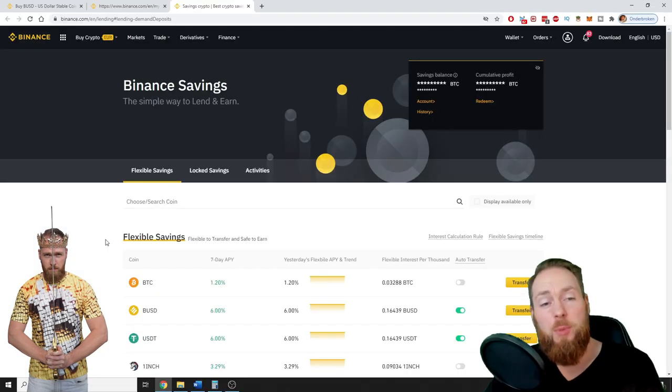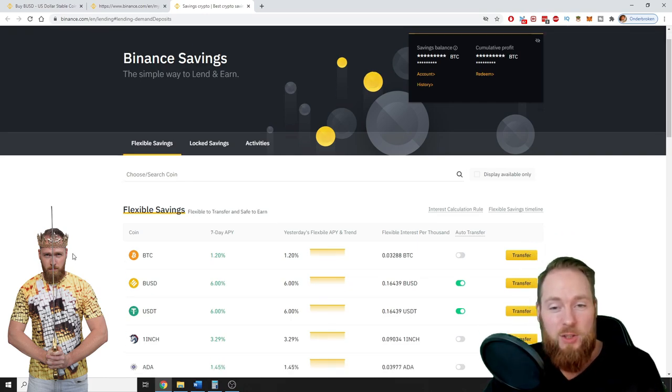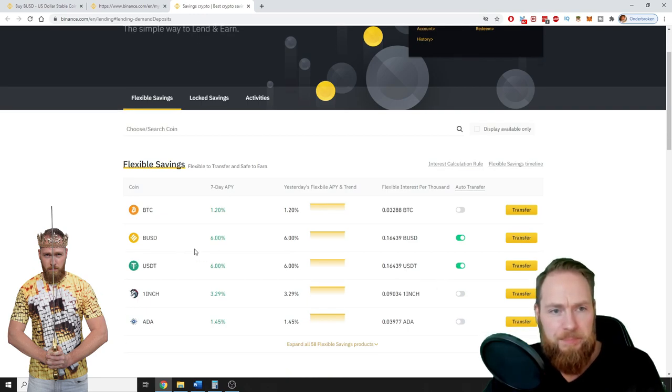So this is the dashboard where you can opt in to receive interest on your cryptocurrencies, but also on your fiat. So as you can see here, my Binance USD, 6%, guys, 6%. USDT, 6%, ADA, 1.45%. So it's very simple.